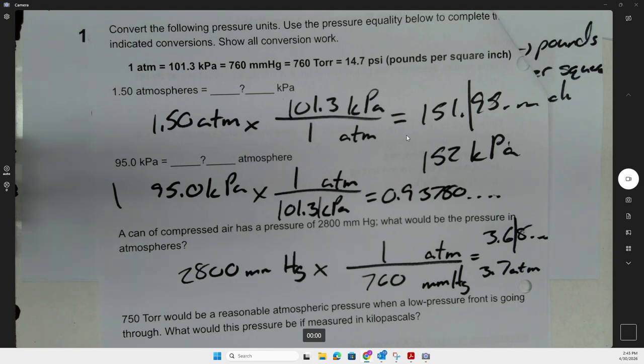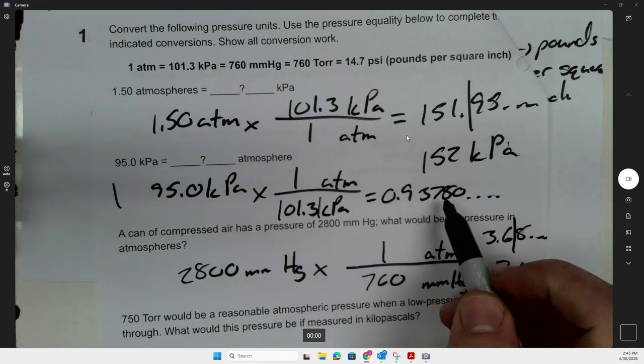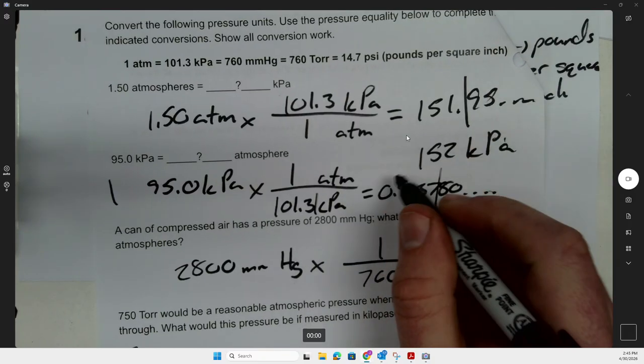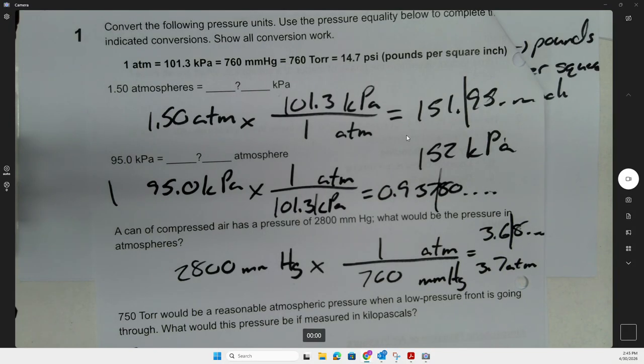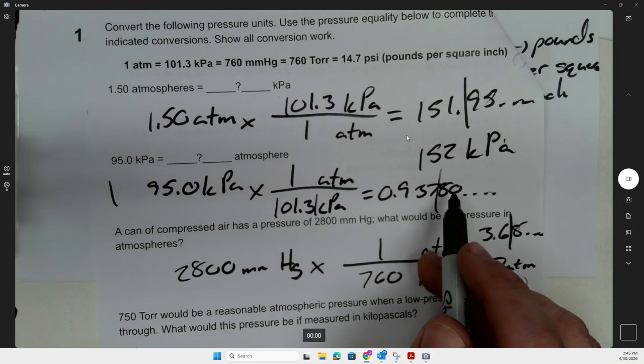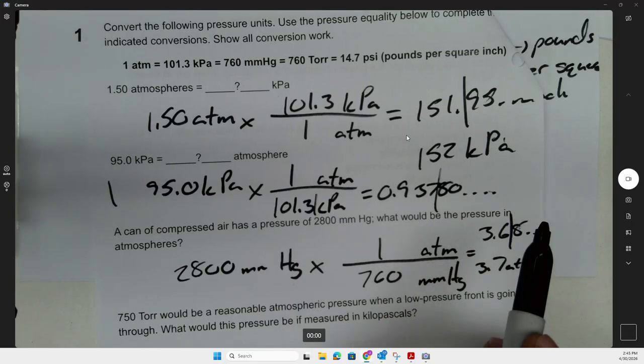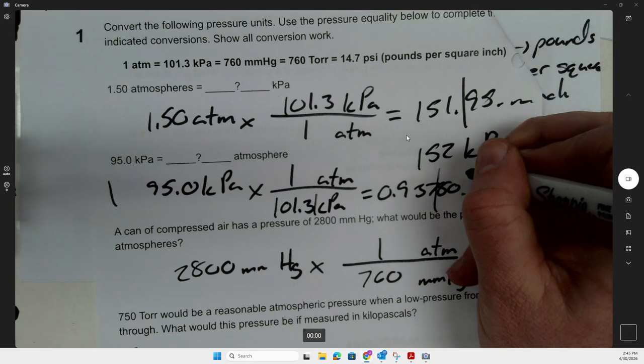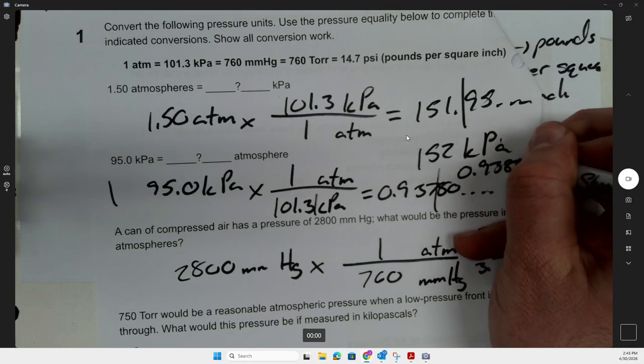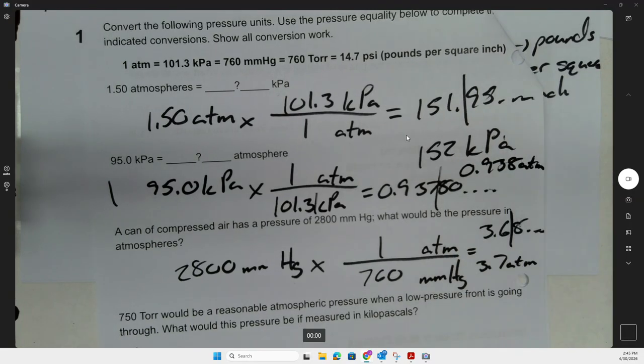How many sig figs can my final answer have? 3. So am I going to draw my rounding line between the 3 or the 7? That's a 7, because my leading 0 does not count. Is the 8 big enough to push my 7 to an 8? Yeah. Absolutely. So 0.938 atmosphere.